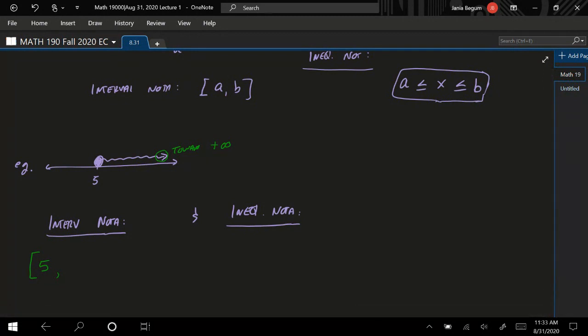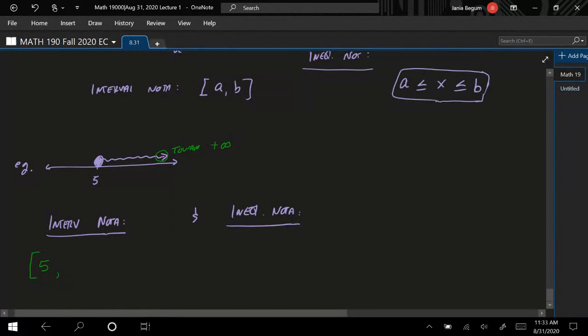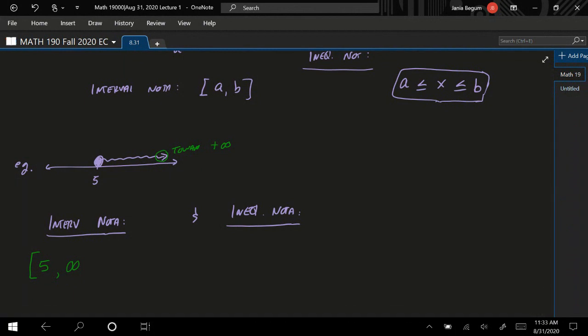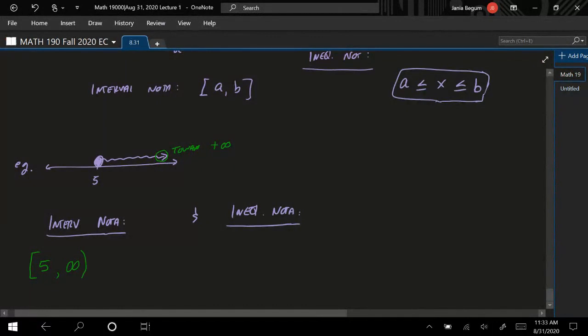What's the highest value on the set? Infinity. Absolutely. Because infinity is not really a number, it's a symbol that stands for big numbers, we're going to put parentheses. Always parentheses. Okay?